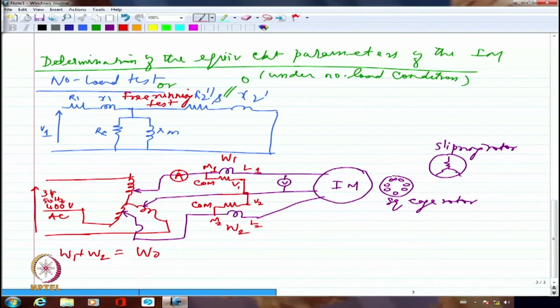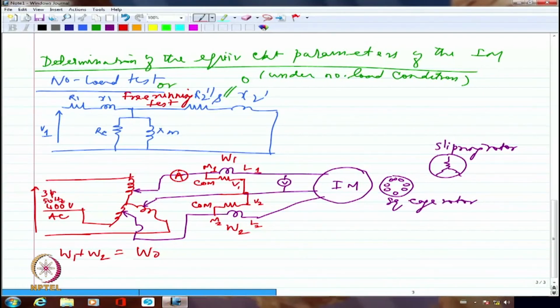Right? So you will apply rated voltage to the induction motor by using a variac, slowly increase the voltage. So you will not see a jerk of current suddenly flowing into the motor. So you will slowly increase the voltage and the motor will start rotating. You will bring it up to the rated voltage. You will measure what is the value of the ammeter reading, and you will also get the voltmeter reading, and you will also get the wattmeter readings.